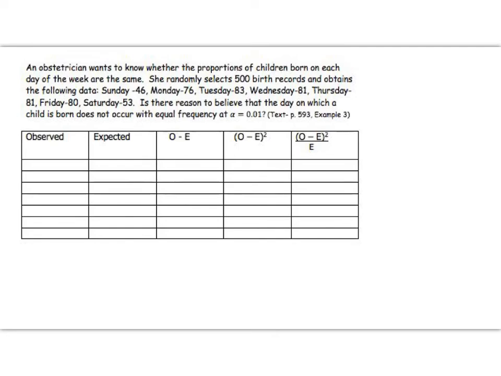I can also use a calculator for that. Let me go back and put in our values. Our alpha was 0.01. Our chi-squared alpha was 16.812. And our degrees of freedom were 6.